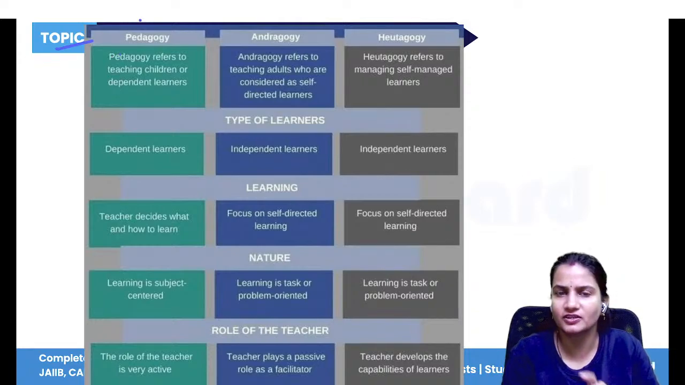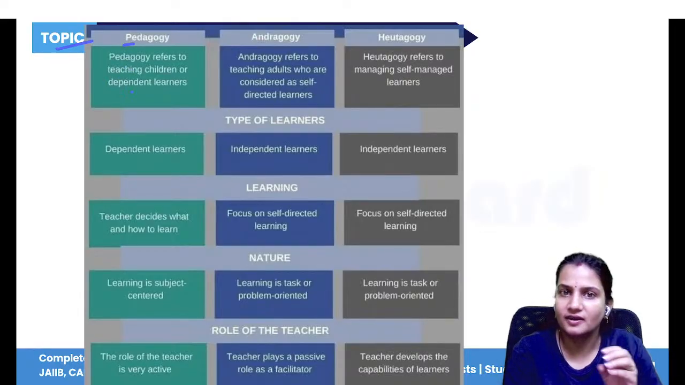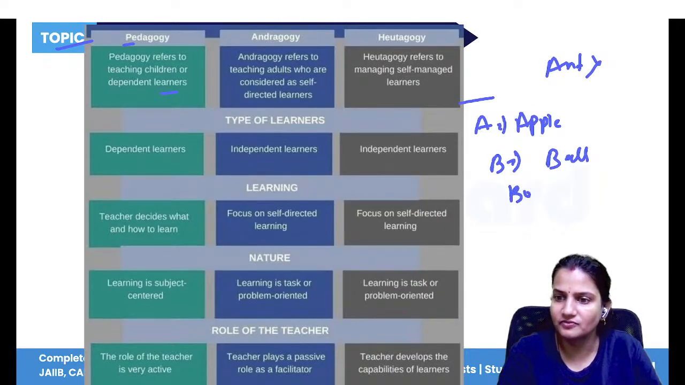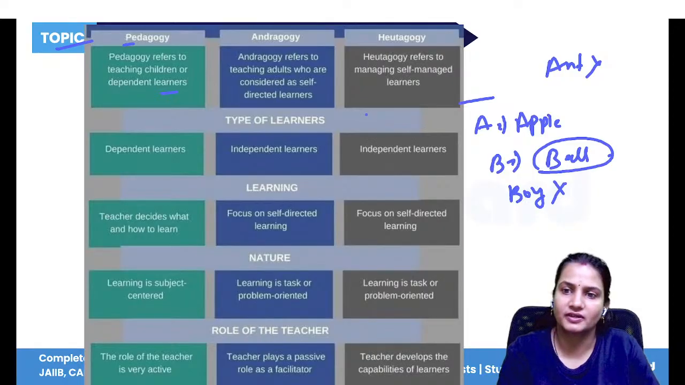In pedagogy, if you are teaching a very small kid like LKG, UKG, nursery, class 1, 2 students, that is called pedagogy. In pedagogy, the learner, that is, the student, is completely dependent on their teacher. Why? If the teacher teaches A stands for apple, then the kid will learn A for apple only, not A for ant. If the teacher says B stands for ball, not B for boy, then the kid will learn B for ball. So the learners are completely dependent on their teacher. That is why they are known as dependent learners.